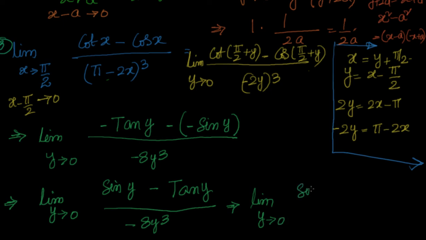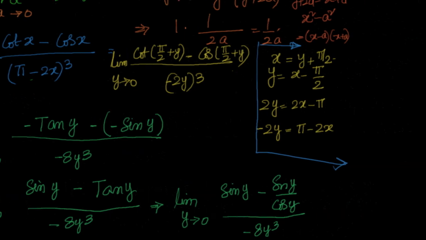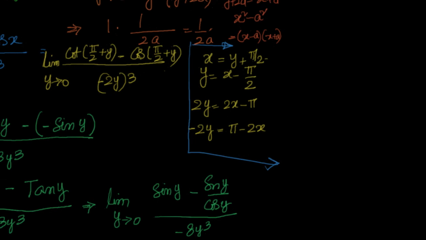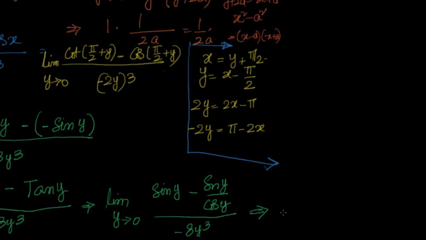This is nothing but sin y minus sin y by cos y divided by minus 8y cube. I think we have to move towards the right. We will do that. We have a lot of space here. We will leverage it. Okay, what will this be now? Perfect. So this will be nothing but equal to limit y tends to 0.